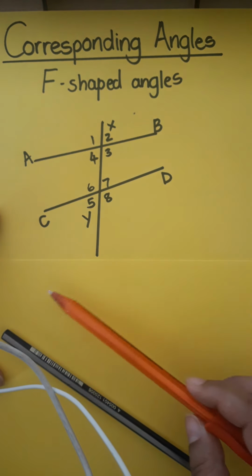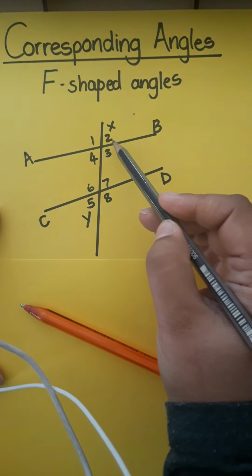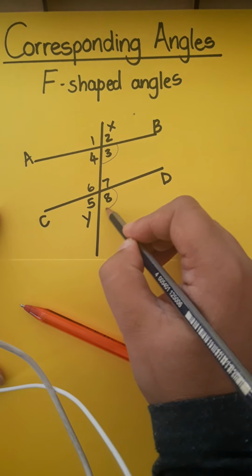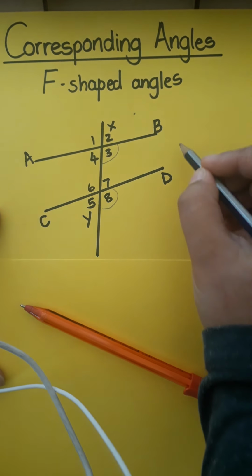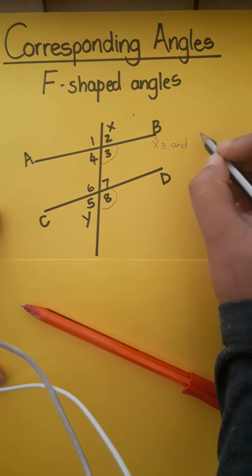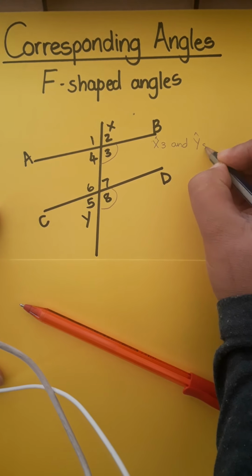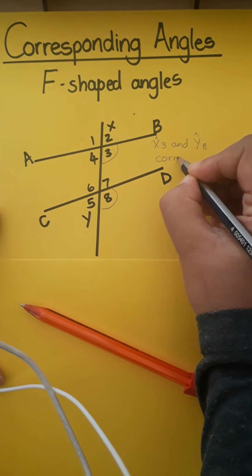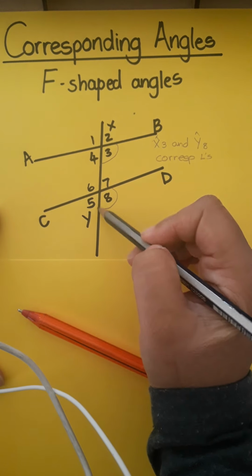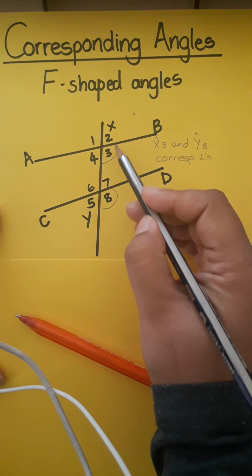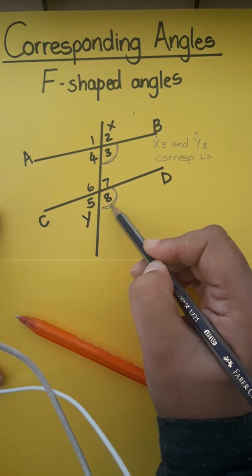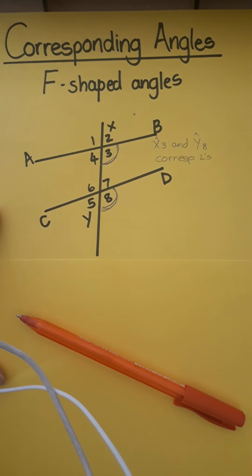Now, if I look carefully, we have this angle. Can you see what I'm talking about by an F? And that angle, isn't it? So we've got angle X3 and Y8. Angle Y8. They're known as corresponding angles. Can you see what I mean? So in F shape, there's the F. The angle underneath that line and the angle underneath this line makes it corresponding angles.